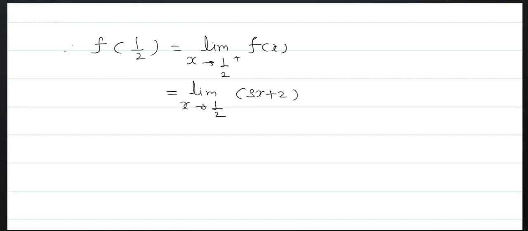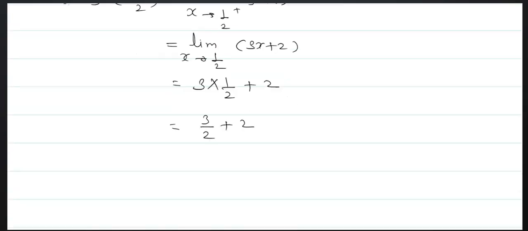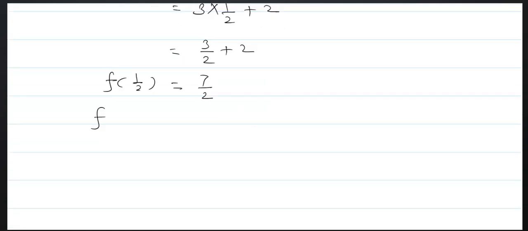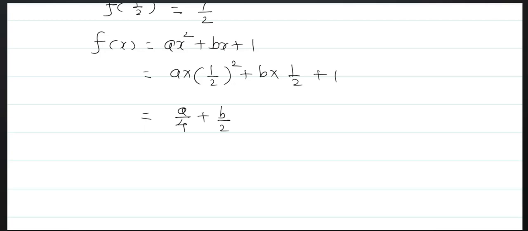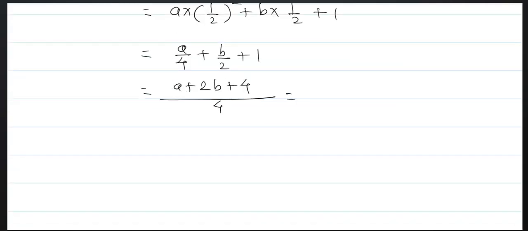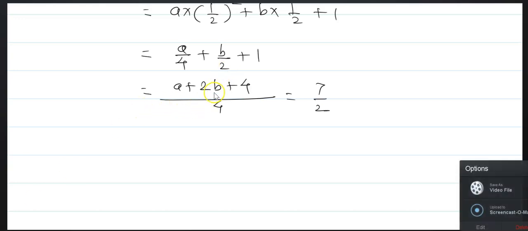The function 3x plus 2, replace x by 1 upon 2: 3 by 2 plus 2, that is 7 by 2. f of 1 upon 2 is equal to 7 by 2. f of x equals ax square plus bx plus 1: a into 1 upon 2 bracket square plus b into 1 upon 2 plus 1, that is a by 4 plus b by 2 plus 1. After simplifying, you will get a plus 2b plus 4 upon 4, that is equal to 7 by 2.